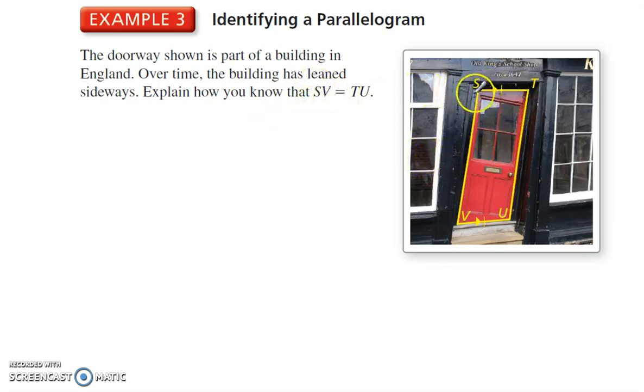Do we know for sure that ST is equal to UV? So SV, sorry. Do we know that this side is equal to this side? How do we know that? Well, we know that ST is not only congruent to VU, but is also parallel. Therefore, this is a parallelogram. That is based on Theorem 7.9: if opposite sides are congruent and parallel, then it's a parallelogram, and therefore these two sides are also congruent, and by definition of congruency, SV is equal to TU.